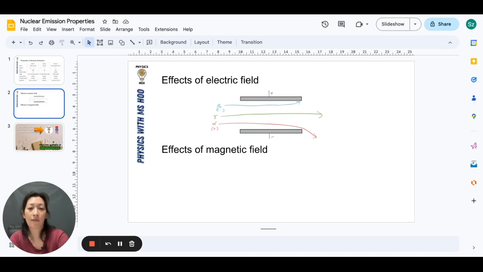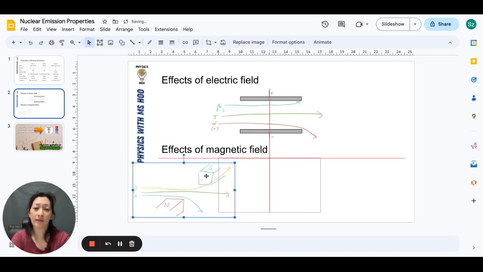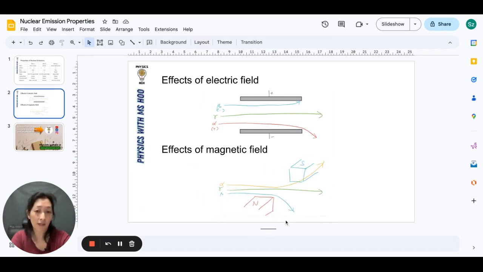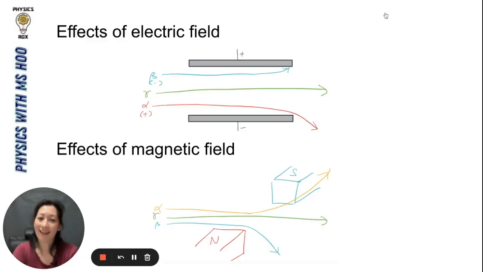Similarly, in magnetic fields, you'll find that alpha and beta will be in opposite directions. We use Fleming's left-hand rule to determine the direction. And similar to electric field deflections, you'll find that beta will have a greater angle of deflection compared to alpha because of its lower mass, while gamma has no deflection at all because it has no charge, like so.